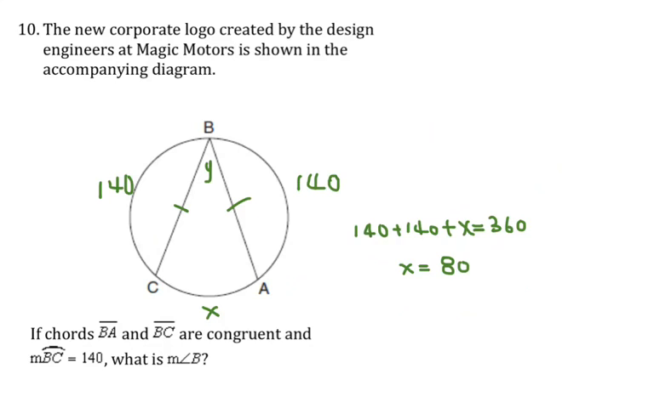So now you just have to subtract 280 from both sides. Since x equals 80, what do you realize about y? y is the inscribed angle. So an inscribed angle is always half of the intercepted arc. So half of 80 becomes 40. So we get 40 as the answer.